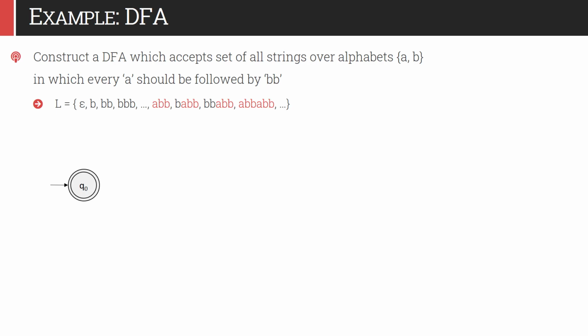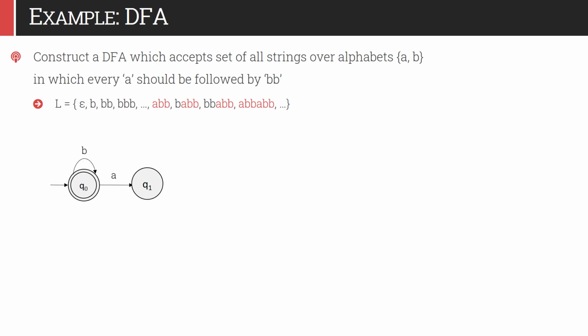The other fact we can observe from L is that any number of b's are accepted. We don't have to worry about a in that case. So if we put a self loop of b, then we can have the language with 1 b, 2 b's, 3 b's, or any number of b's. If we read a from the initial state, then we will not be in a final state because a is not part of language L. So we are moving to some non-final state Q1.